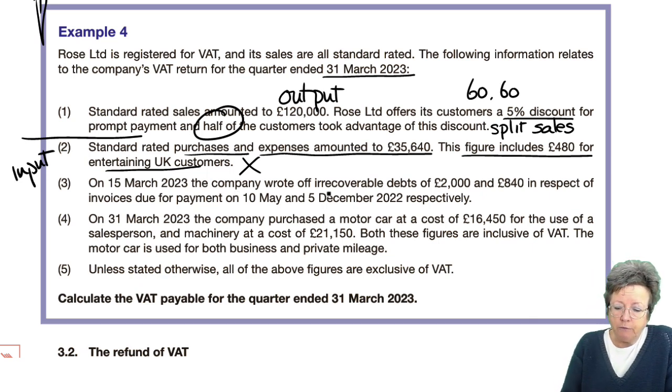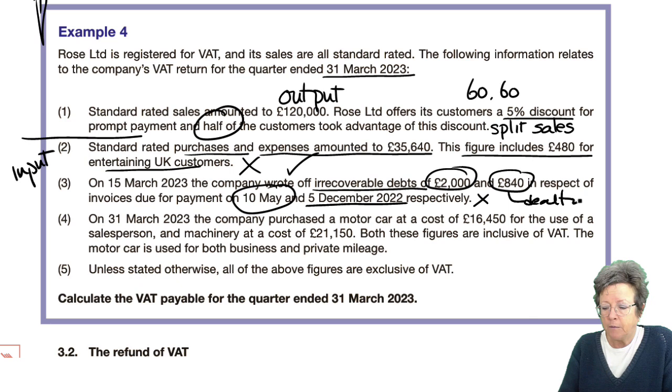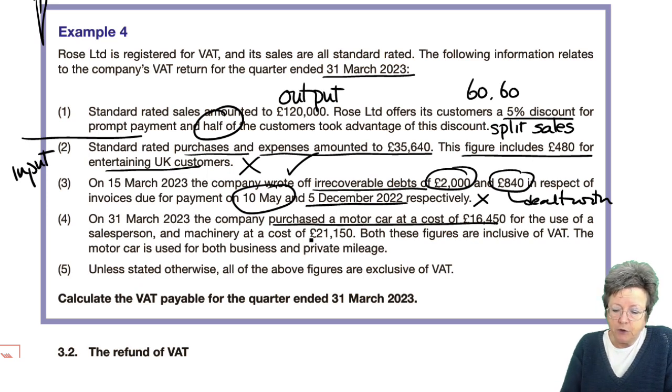On the 15th of March, we wrote off some irrecoverable debts. 2,000 related to the 12th of May previous year. We can have that. Don't have to do anything to that one. But this one relates to December. It's not more than 6 months. So that will have to be dealt with. I'll show you how that works in a moment. They bought a car and some machinery. Both figures are inclusive of VAT.